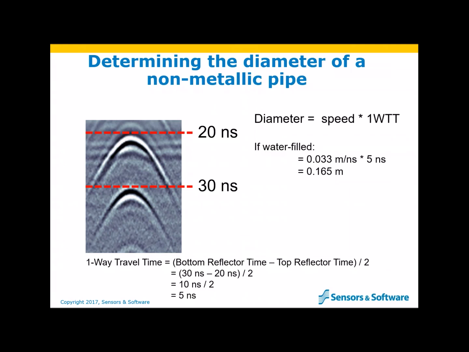If the pipe is water-filled, we know the GPR speed of water is 0.033 meters per nanosecond. When we multiply 0.033 by 5, we get 0.165 meters, or about 6 inches for the diameter of the pipe. Now, if the pipe is air-filled, we know the GPR speed of air is 0.3 meters per nanosecond. When we multiply 0.3 meters per nanosecond by 5, we get 1.5 meters, or about 58 inches for the diameter of the pipe. So you can see there's a tremendous difference depending on what the material is inside that pipe.